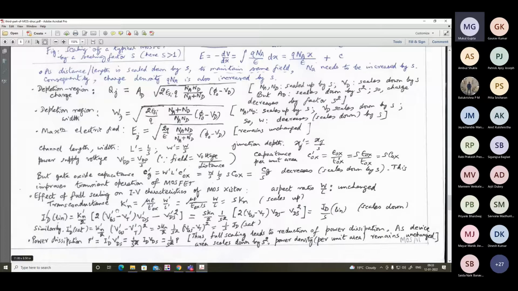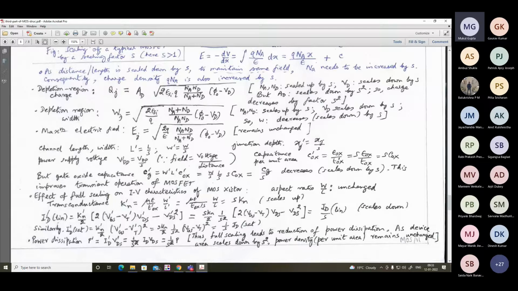Now, what about transconductance? By and by, you see what is the effect of scaling on different physical characteristics. Transconductance becomes mu epsilon by T prime ox with W prime. So all the prime quantities will result after the scaling, that means 2 or 3 years down the line. So T prime ox will become Tox by S, W prime will become W by S, L prime will become L by S. So you see these three parameters will be changed by factor S.